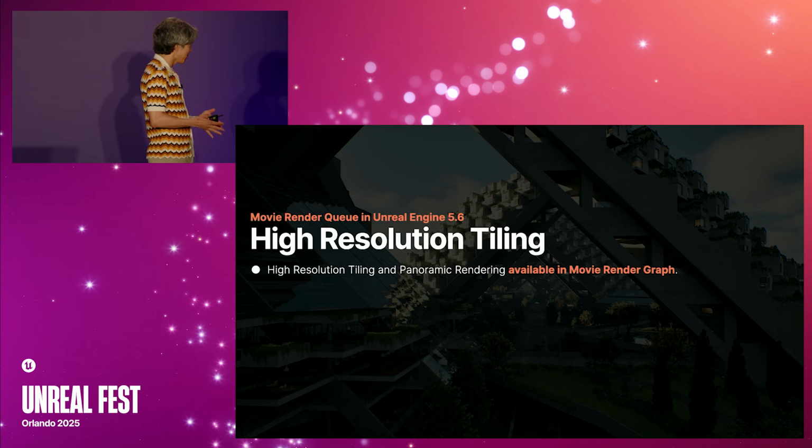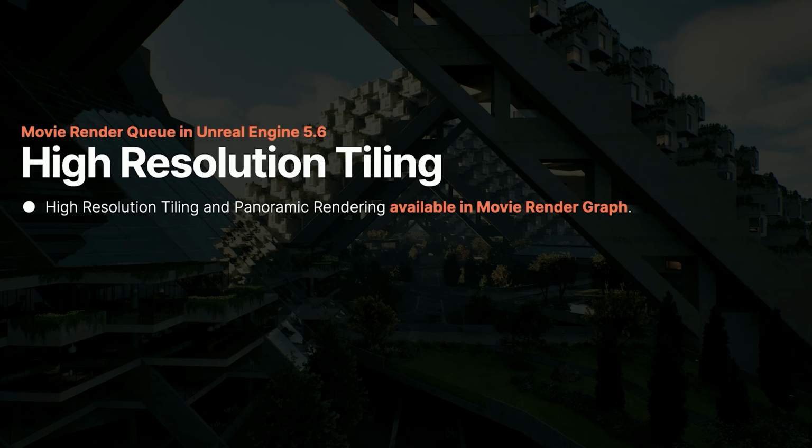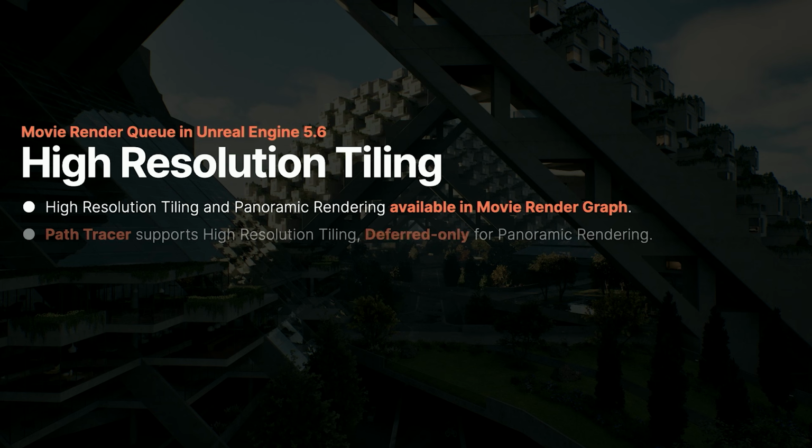So as part of moving high-resolution tiling and panoramic rendering over to Movie Render Graph, we've also worked really closely with the rendering team to make some improvements to this, so that just the ability to do these super high-res renders is a better experience, right? So some quick boilerplate items, right? The path tracer supports high-res tiling, but for the panoramic renderer, it's deferred only still.